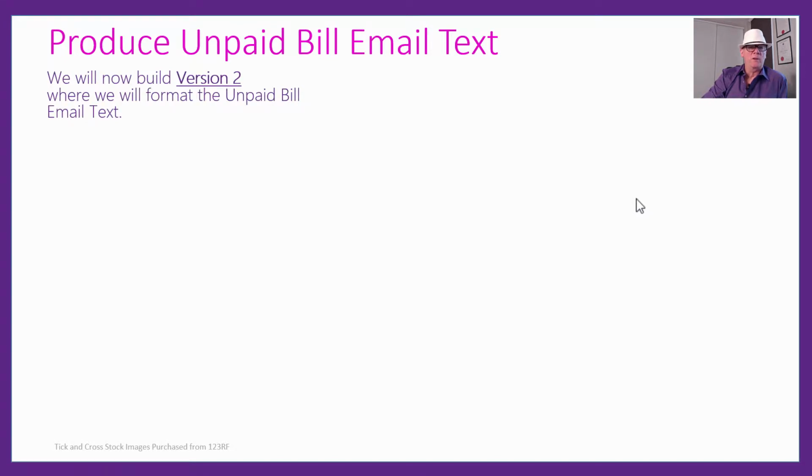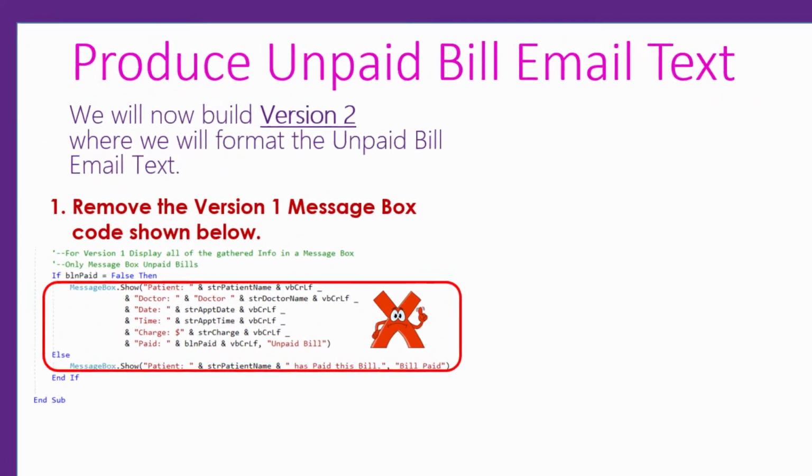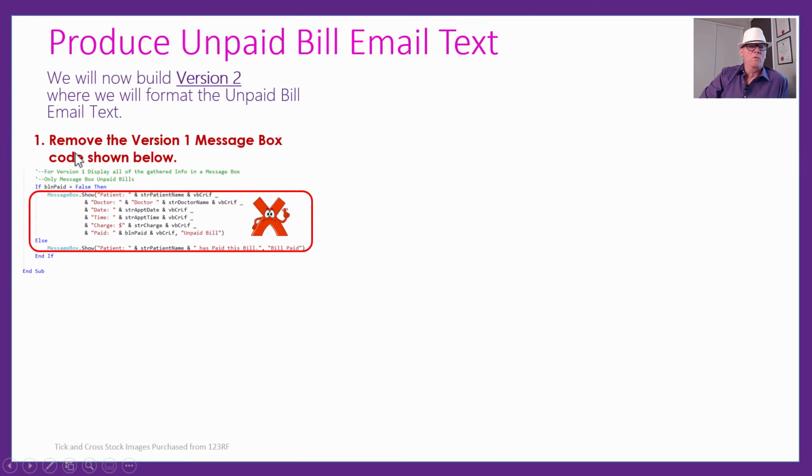And now we're going to get on to building version 2, where instead of just the data for the unpaid bill, we're actually going to format it all in so that it could look like it was in an email to send to the person. So that work we just did, having the message box to show those data items which we selected, we're just going to delete all that because we're not going to use the message box anymore.